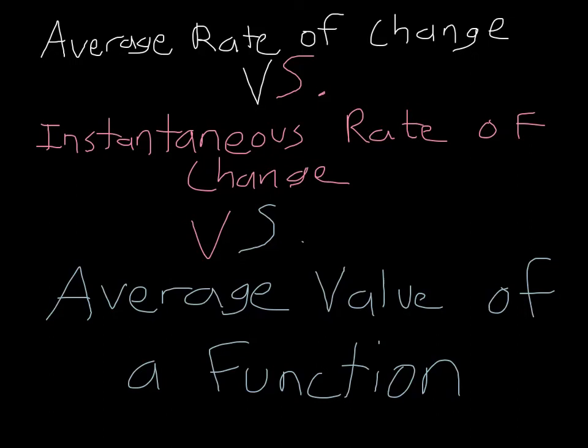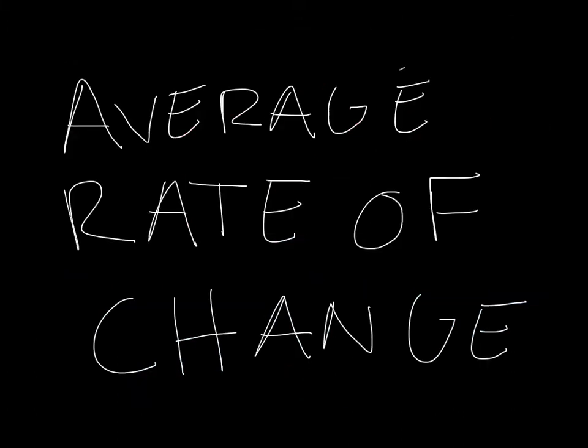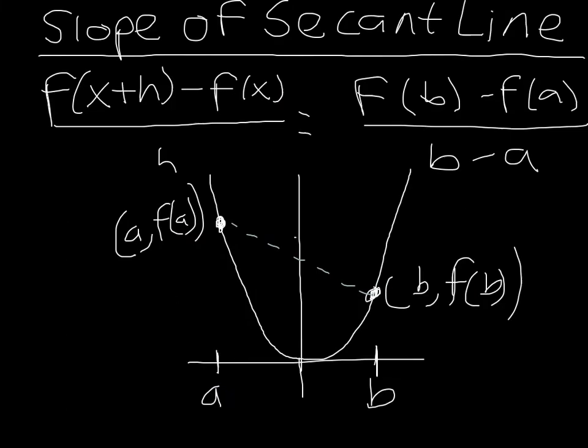So I'm going to be talking about average rate of change versus instantaneous rate of change versus the average value of a function. So the average rate of change is the slope of the secant line, which is f of x plus h minus f of x, all divided by h, which is equal to f of b minus f of a over b minus a.